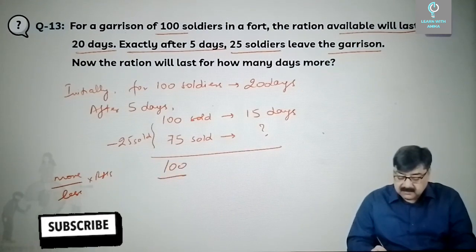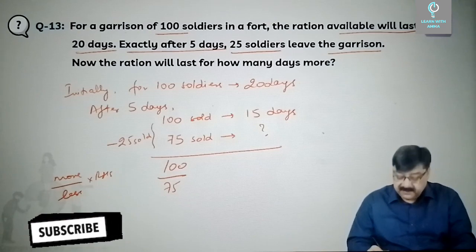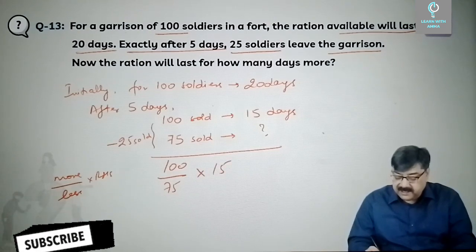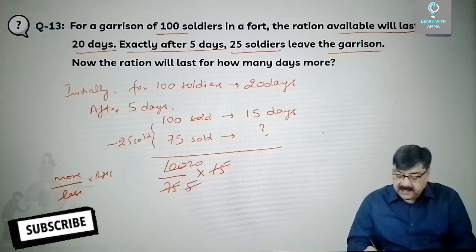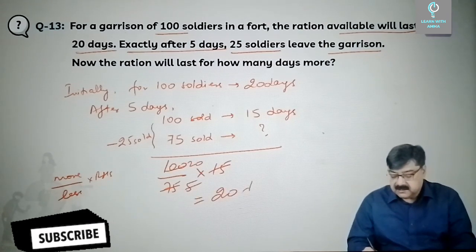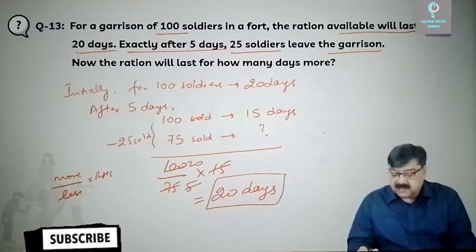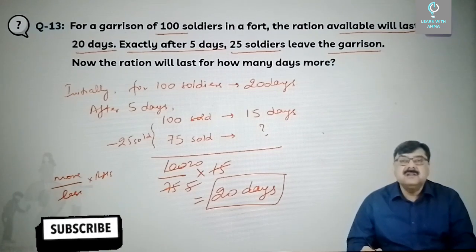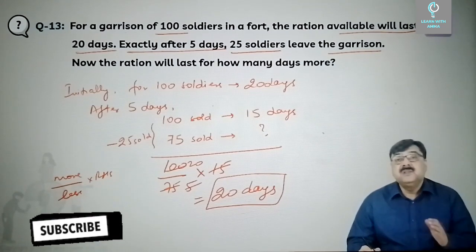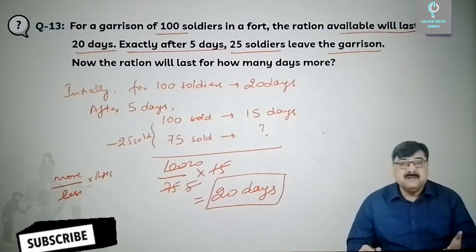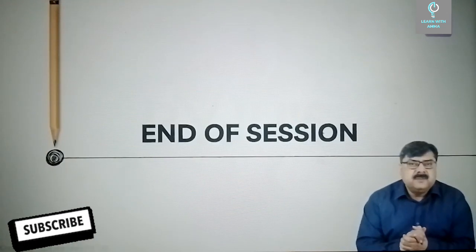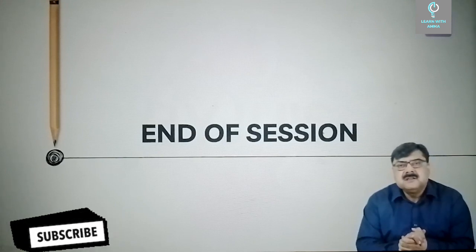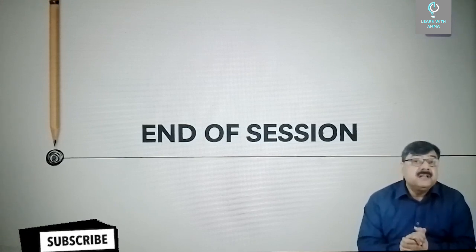It is 100 by 75. 100 is more than 75, into RHS, that is 15. 15 into 5, 75, and this is 20. So this is 20 days. Obviously, the ration will last for more number of days because the number of persons or consumers of this ration has decreased. So these were certain questions based on various patterns and picked up from various examinations.